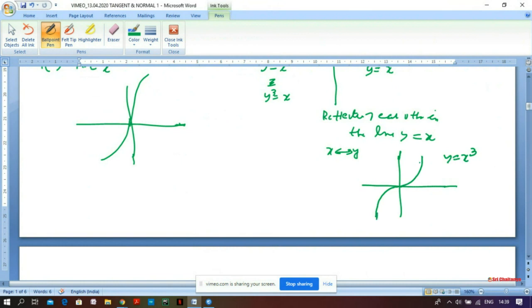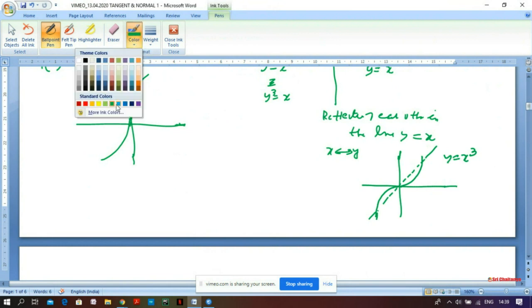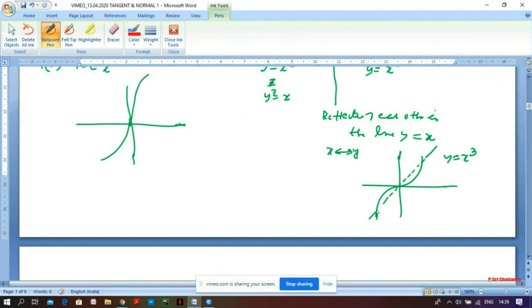And if I reflect the curve in the line y equal to x, let me change to a new color, I will get this kind of thing, roughly this kind of thing. And you see that this is what we have drawn. So this is y equal to x cube, this was the green color, and this is nothing but x equal to y cube. That is, I wrote y is x to the power 1 over 3.